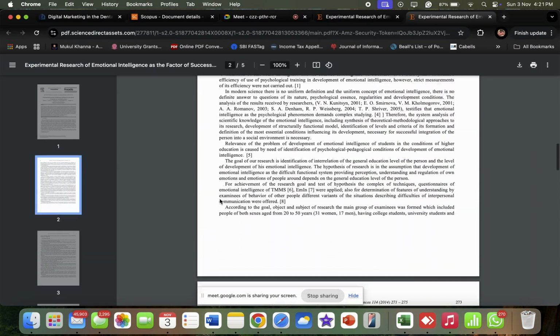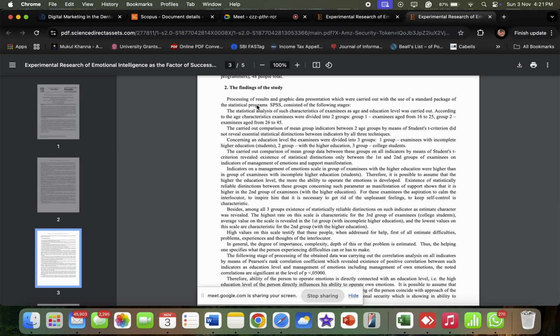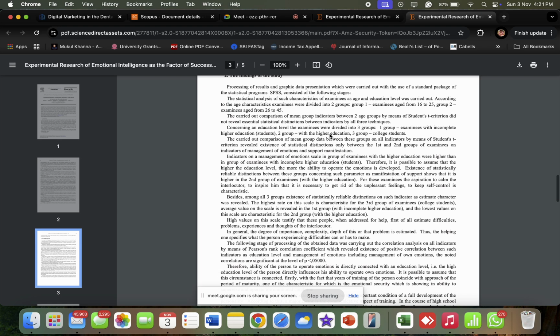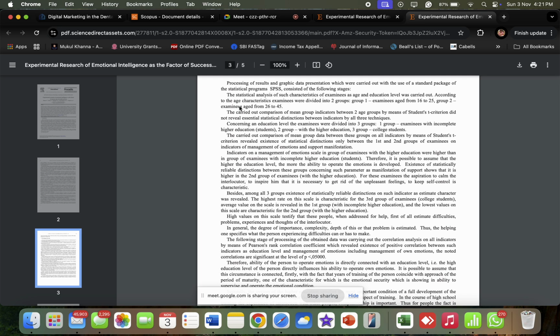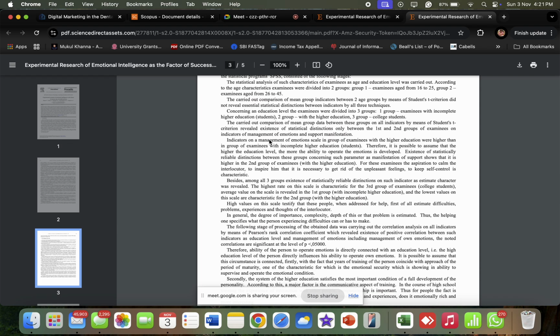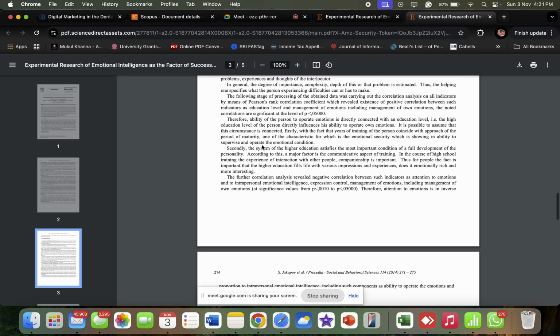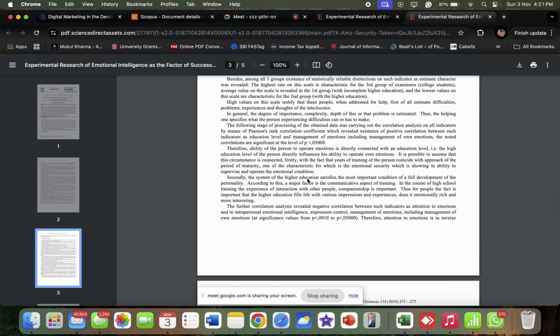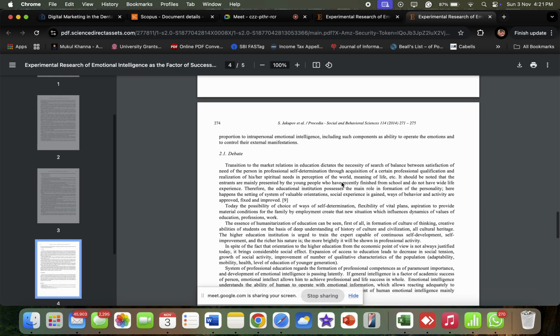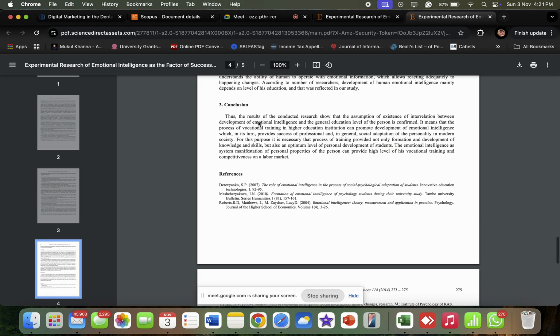So let's go to the findings part. Processing of results and graphical data. Okay, so basically statistical analysis. They basically divided the participants into two groups. Group 1 examined ages from 16 to 25, group 2 26 to 45. And what are the findings over here? Just a second, let's read the conclusion.